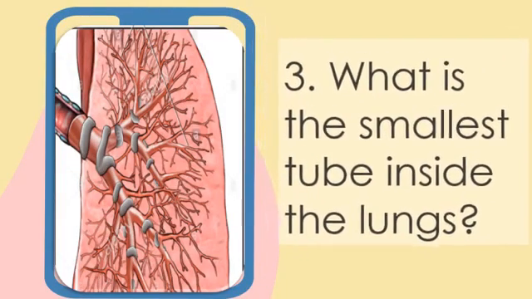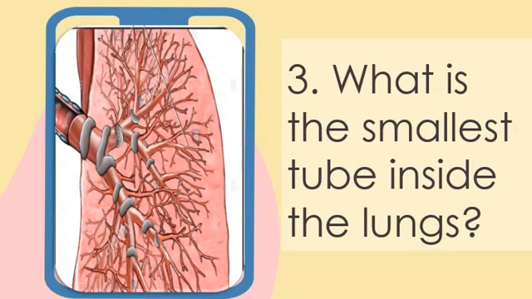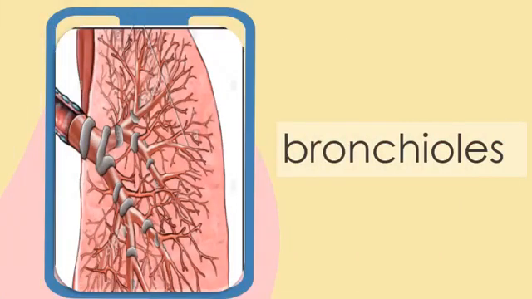Number 3. What is the smallest tube inside the lungs? Again, let's read number 3. What is the smallest tube inside the lungs? As you can see in the picture, what is the smallest tube inside the lungs? The answer is bronchioles. Again, bronchioles.